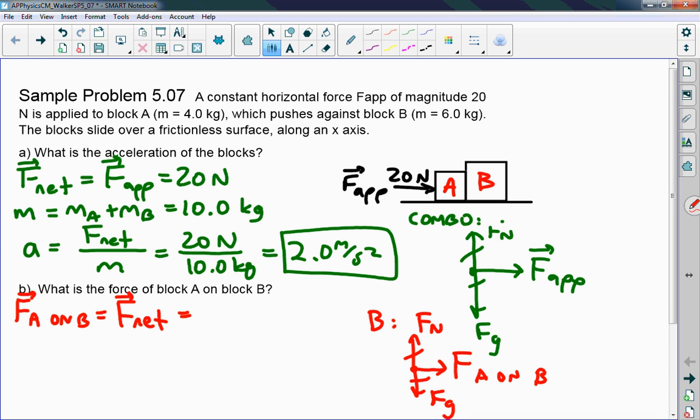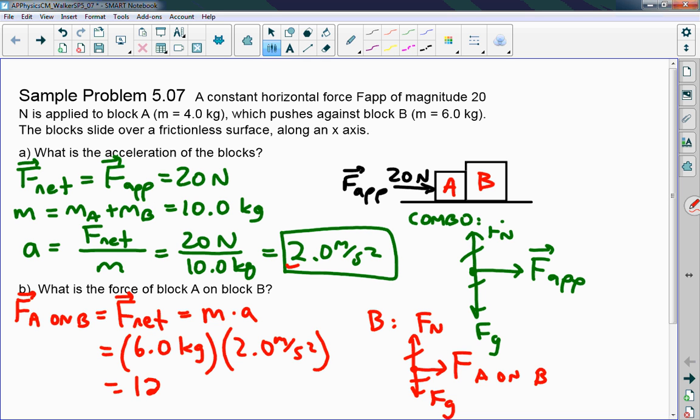And so I do know its acceleration. It is accelerating along with block A at 2 meters per second squared. They both accelerate together. And I know its mass. So I can use Newton's second law to find that force. I'm just going to do, let's see, this is the 6 kilogram one. Now I am just using that one mass, just that block, and multiplying it by the acceleration value and getting 12 newtons of force that it takes to accelerate.